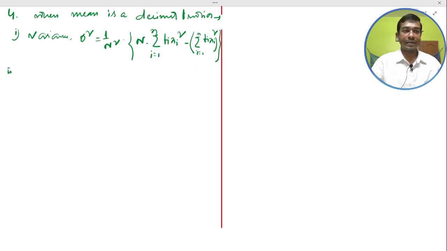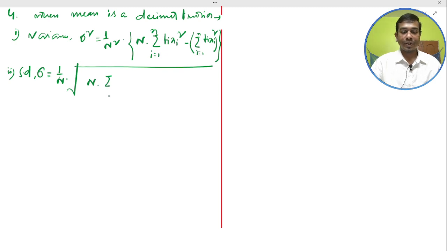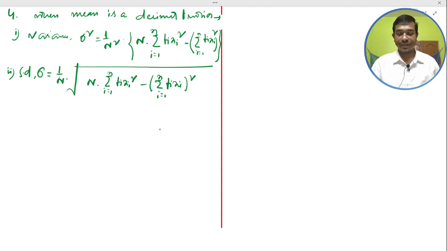And the standard deviation, number 2, written as sigma, is 1 by n times the square root of n into the sum over i equals 1 to n of fi xi square minus the summation fi xi, whole square. This is basically i equals 1 to n. This is the standard deviation.